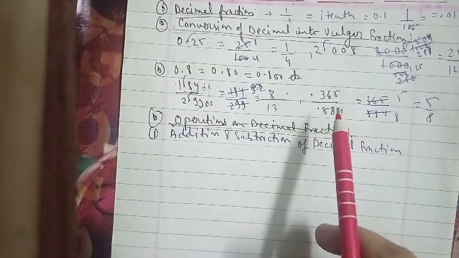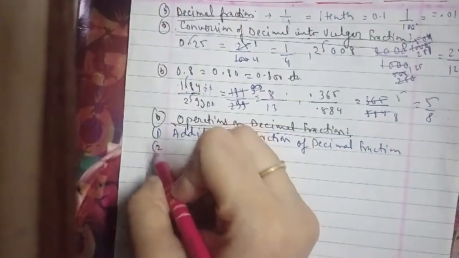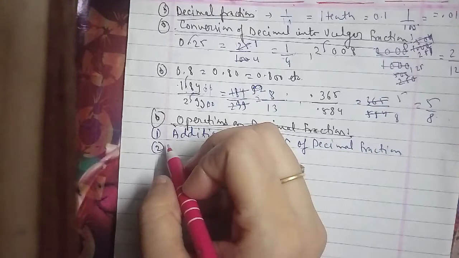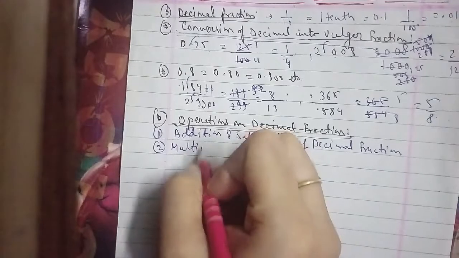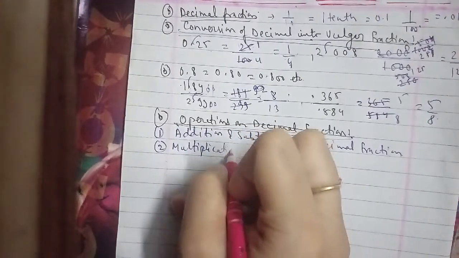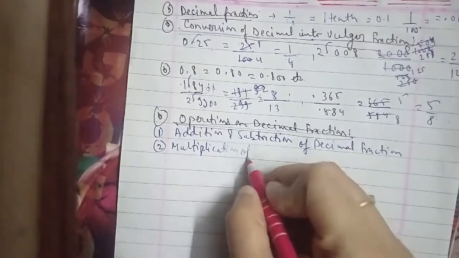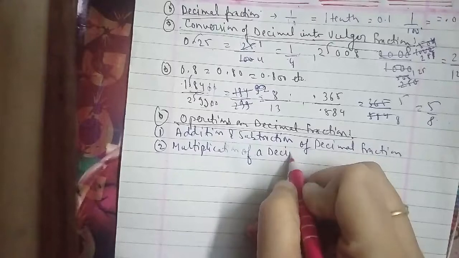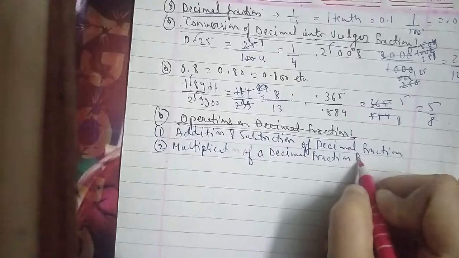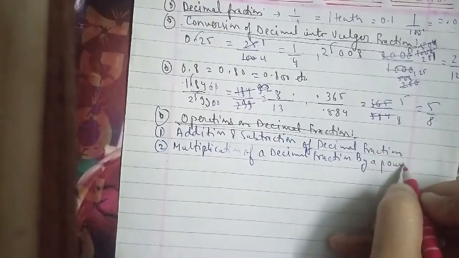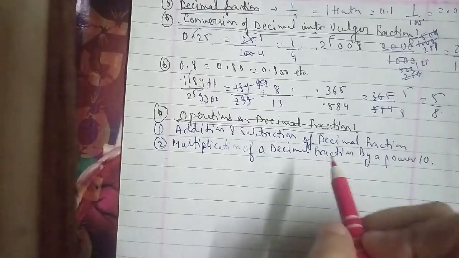We'll talk about the second one, which is the multiplication of a decimal fraction by a power of 10. In this, shift the decimal point to the right by as many places as there are zeros in the power of 10.